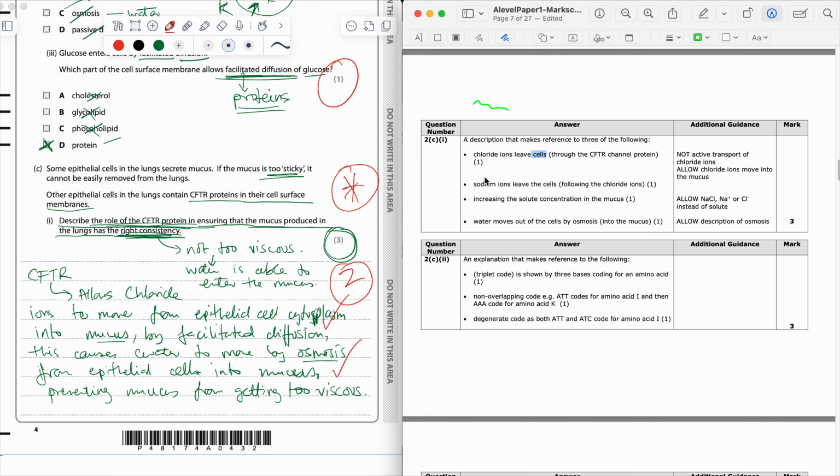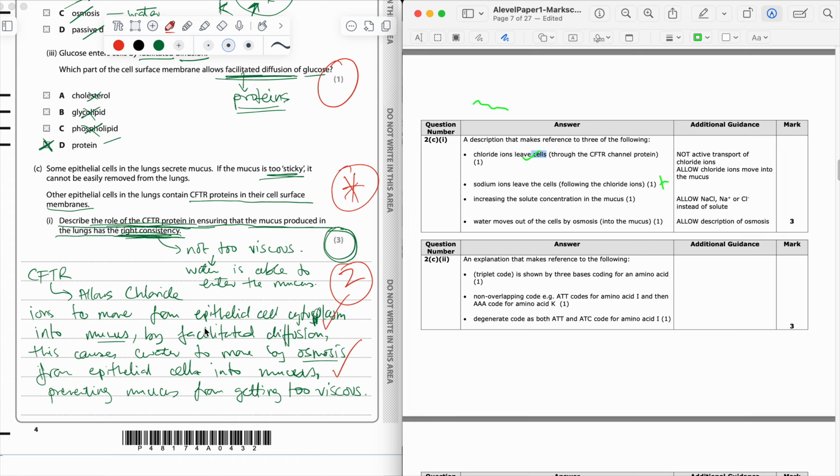Okay, so 2C part 1. Chloride ions leave the cell. I think I must have got that one. Chloride, sodium ions, I didn't get. I forgot about the sodium ions, increasing the solute concentration in the mucus.